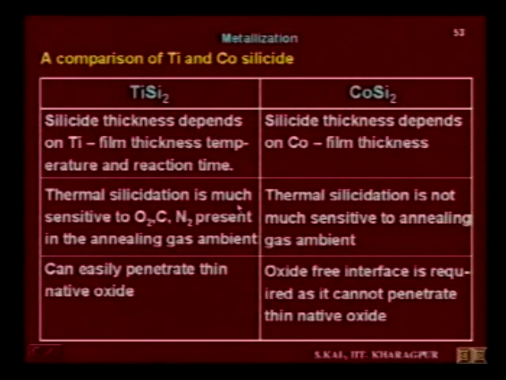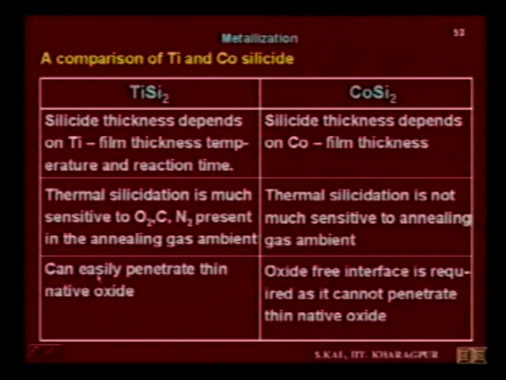Thermal silicidation is much sensitive to oxygen, carbon, and nitrogen present in the annealing gas ambient in case of titanium. But in case of cobalt silicide preparation, thermal silicidation is not much sensitive to the annealing gas ambient. It's a very important advantage of cobalt silicide. It does not react much with the ambient gases. It's not sensitive to ambient gases.